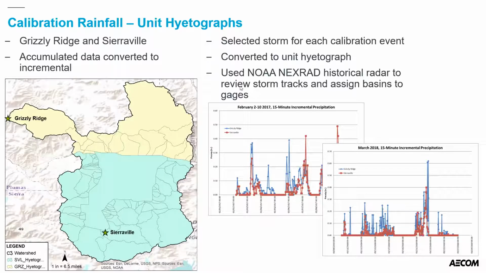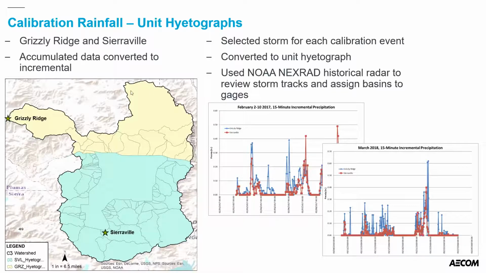And then we needed to figure out, how do we split up this data across our upland watersheds? So we did a little research. I looked around the internet and I thought about it, and NOAA has NEXRAD storm data. I had never used it before. It was actually pretty cool, but they have historical radar that shows storm tracks.